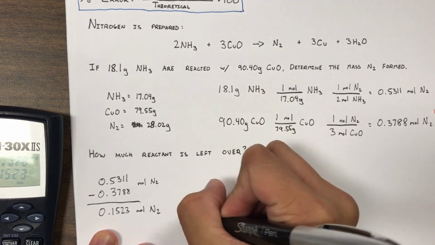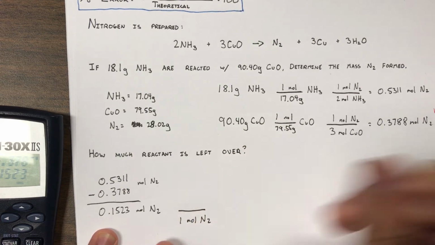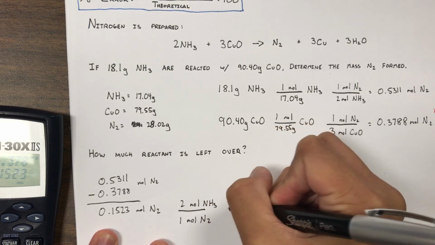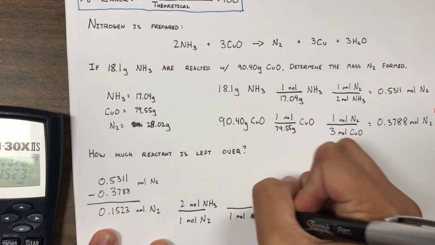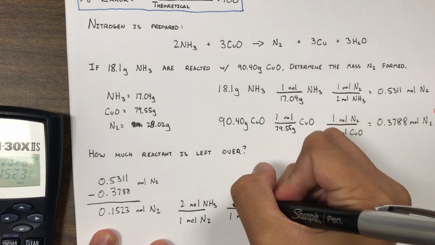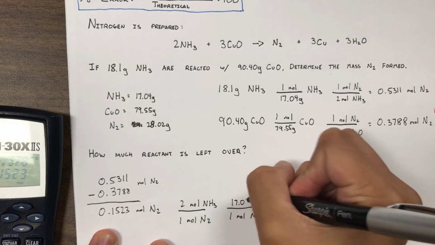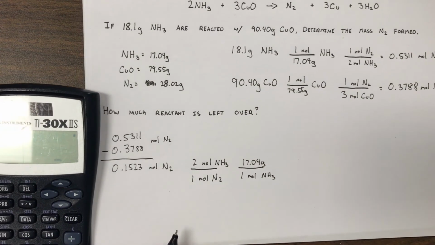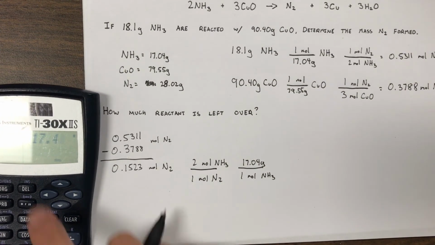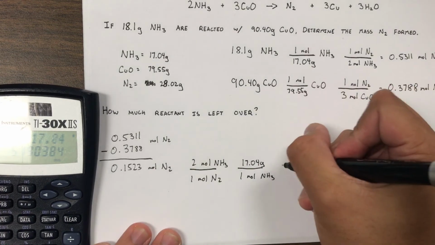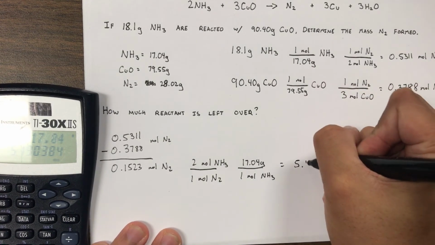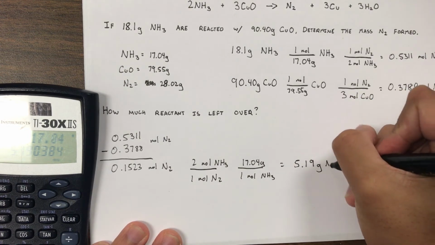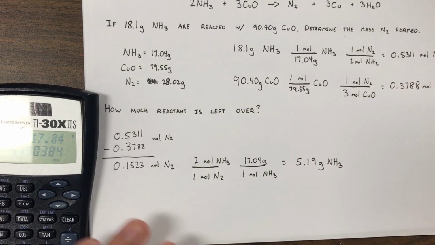So for every 1 mole of N2, I had 2 moles of NH3. And then for every 1 mole of NH3, there were 17.04 grams in the molar mass. So times 2 times 17.04. I had 5.19 grams of NH3 that should have stayed unreacted.